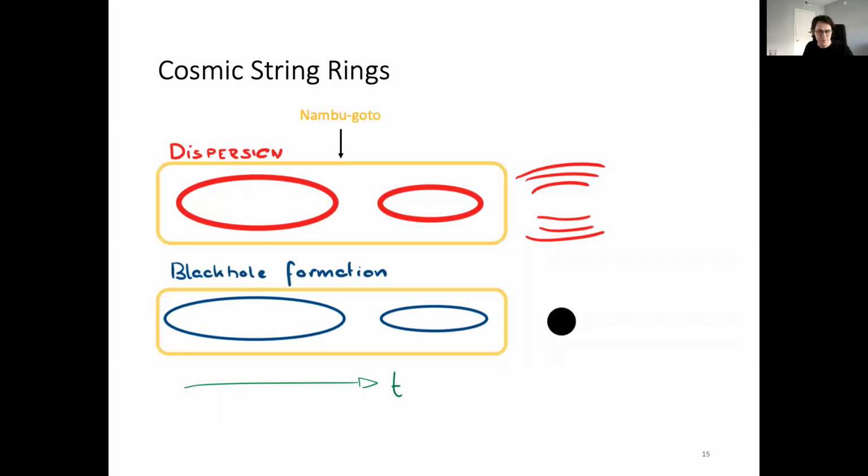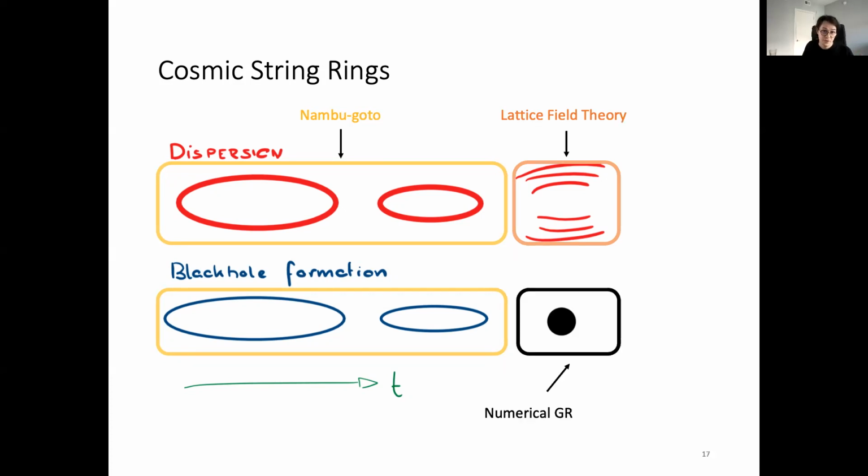The first infall regime you can describe by Nambu-Goto quite well. This is very similar to describing black holes as point particles. However, you describe the strings as an infinitely thin line. So this works very, very well. The unwinding part you need to describe with a lattice field theory. However, for describing the black hole formation, you need full numerical relativity. And so we are very proud to have achieved that.